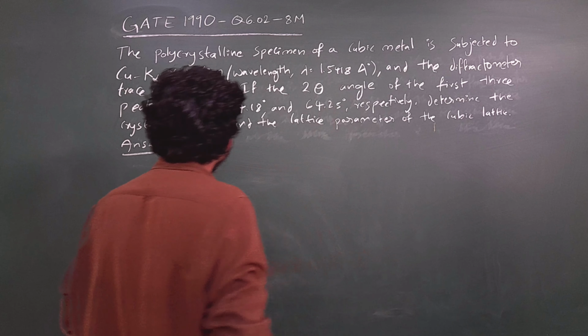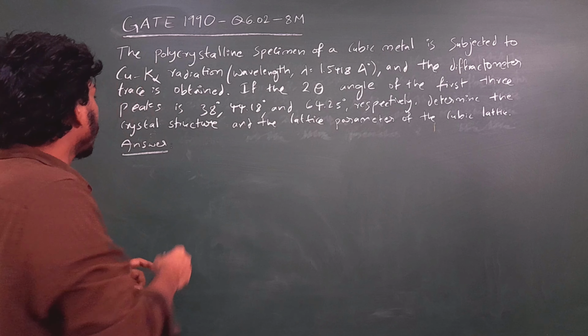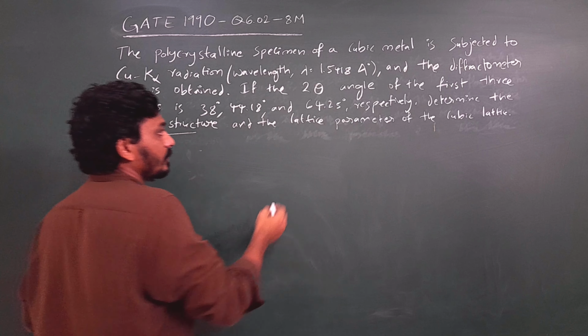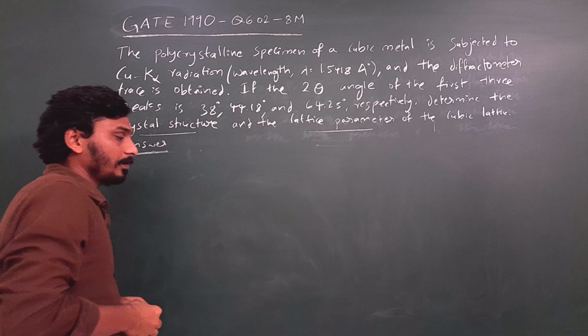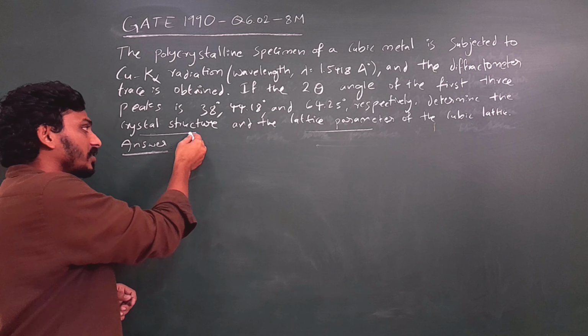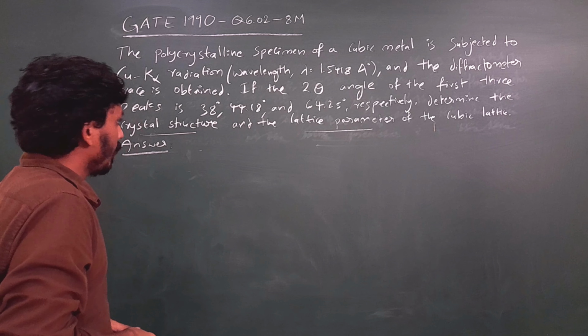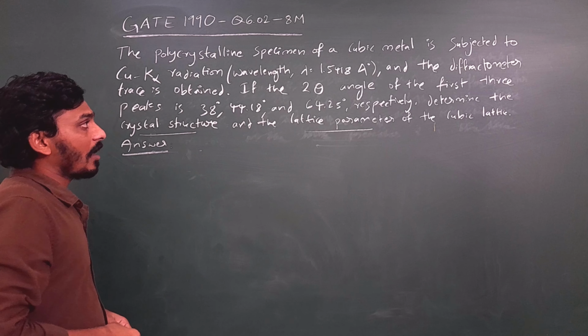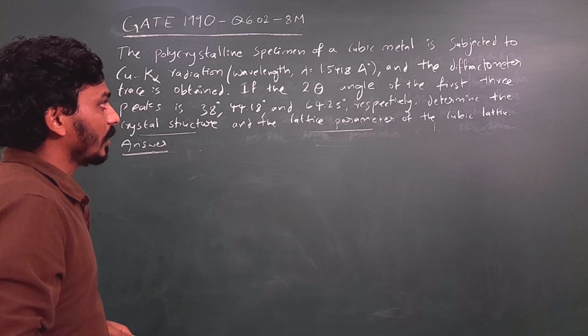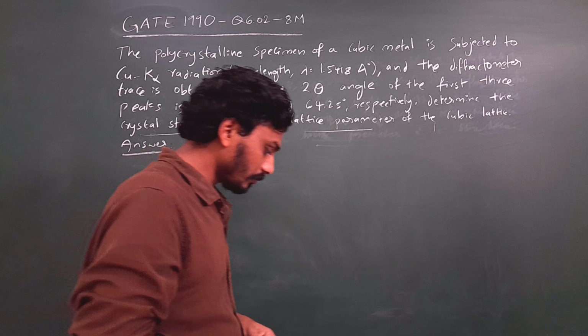Okay. So ultimately, we need to find the crystal structure and lattice parameter. First we need to find the crystal structure, because based on the crystal structure you can find your a. So our first job is to find the crystal structure. How do we find out?